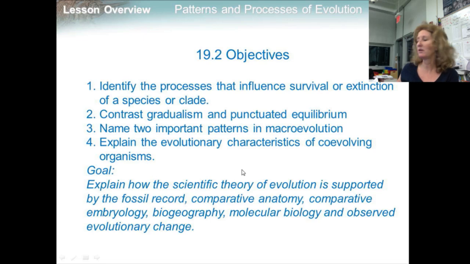All of them help to support our goal of explaining how the scientific theory of evolution is supported by the fossil record, comparative anatomy, comparative embryology, biogeography, molecular biology, and observed evolutionary change.